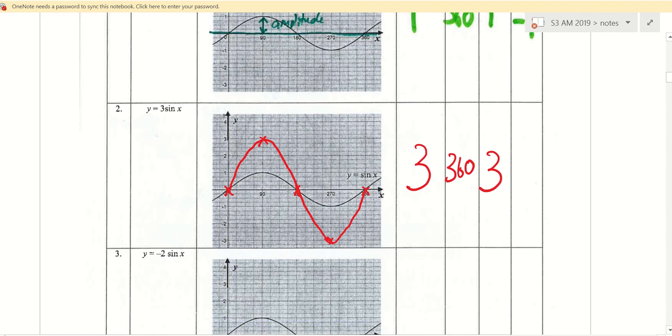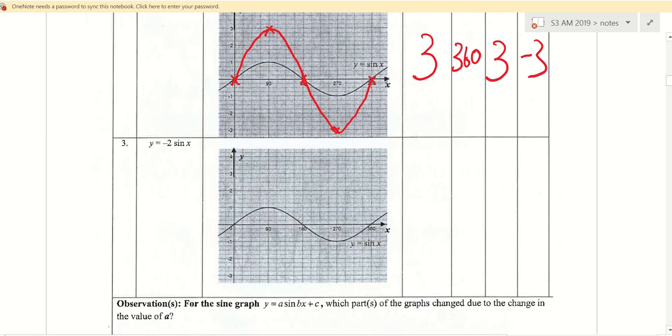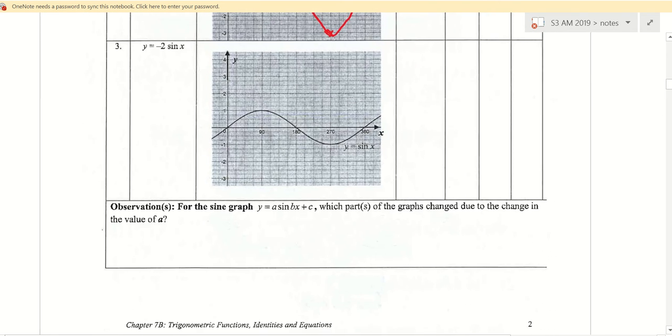Xinghui, you want to try? If maximum becomes 3, what happens to the next? So minimum is -3. What I want you to learn from here is, when there's a number in front of the sine, we know that the amplitude will be enlarged. But the period remains the same. Later I'll teach you a method on how to draw. You don't have to memorize. I just want you to see the impact.